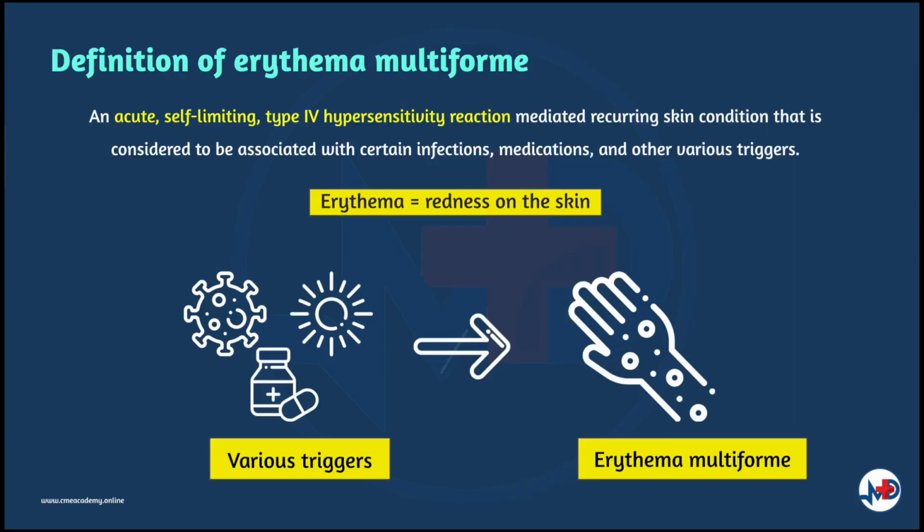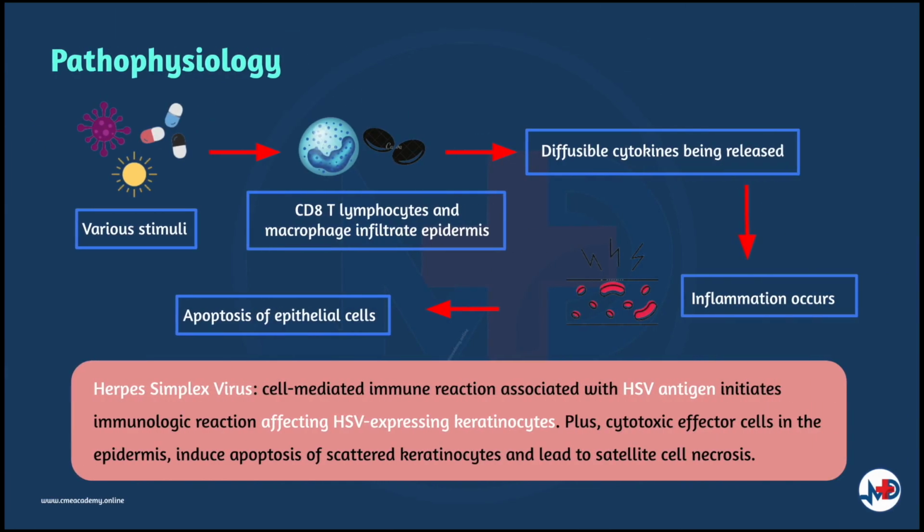Let's get started. Erythema multiforme is defined as an acute, self-limited type 4 hypersensitivity reaction-mediated recurring skin condition that is associated with certain infections, medications, and other various triggers. The word erythema comes from the Latin term which means redness on the skin. The presence of various stimuli triggers an immunological response, thus giving rise to manifestations of erythema multiforme.